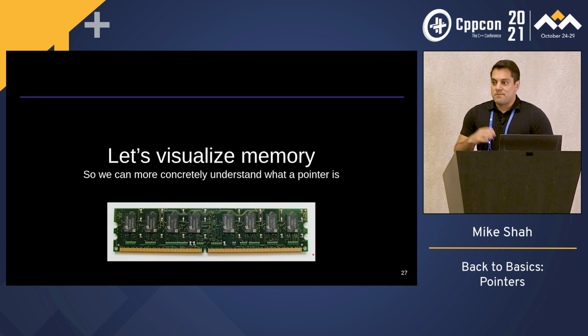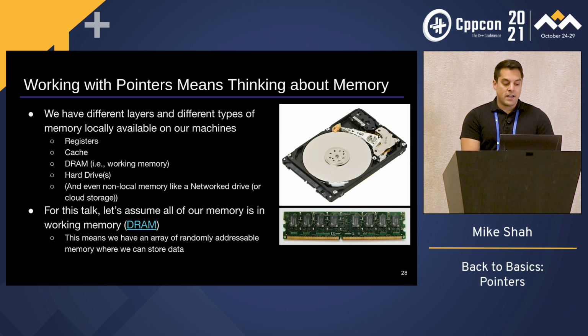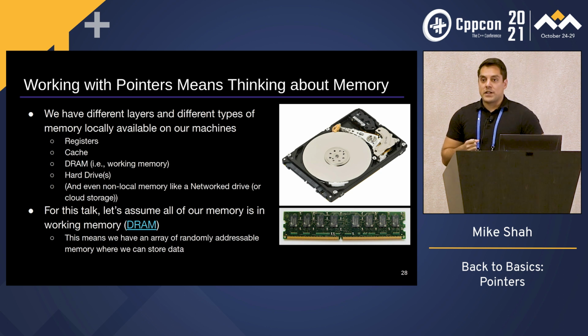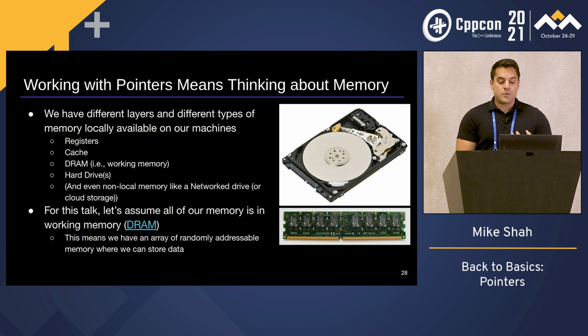Okay, so again, I'm talking a lot about memory here, so I want to visualize what's going on. So we saw the little hand drawing, but just to have another concrete example, when we're working with pointers, we're often thinking about memory. Now, there's many different layers of memory, whether you're thinking about registers, cache, hard disk, maybe even cloud storage. But for now, let's just assume everything's in our working memory, our dynamic memory, or our DRAM.